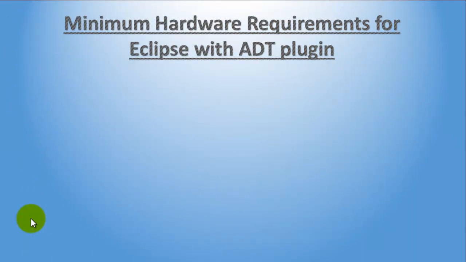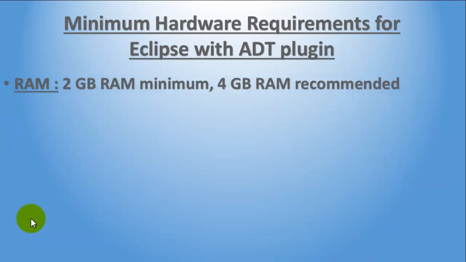So what is the minimum hardware requirements for Eclipse with ADT plugin? When it comes to RAM size, you need at least 2 GB RAM as the minimum and 4 GB RAM is recommended. I would suggest that 2 GB is enough to run this Eclipse with ADT plugin. If you have 4 GB RAM, then you would have a better performance. But 2 GB is obviously enough to install this Eclipse with ADT plugin and use it for Android development.